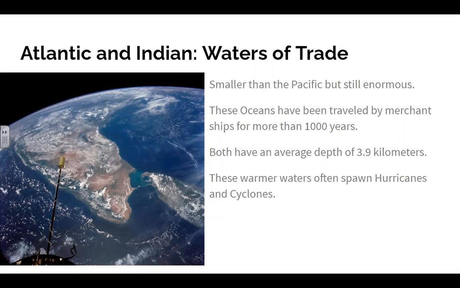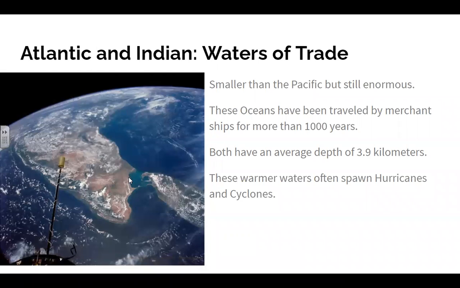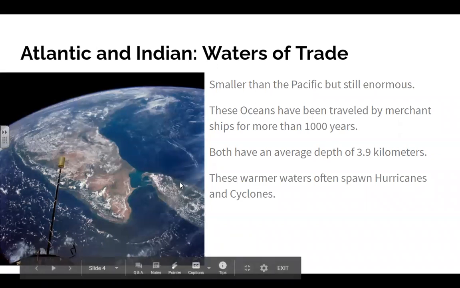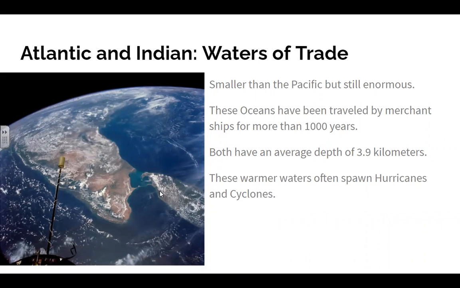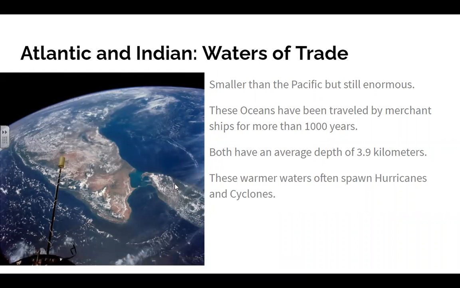Does anyone know what this landmass is? Anyone want to take a guess? It is not Africa. It looks like Africa, because Africa does have an island off to its eastern coast. This is India. This is India here. This is Sri Lanka, this island. This picture was taken from space in I think 1964, 1965. Pretty cool. All right.